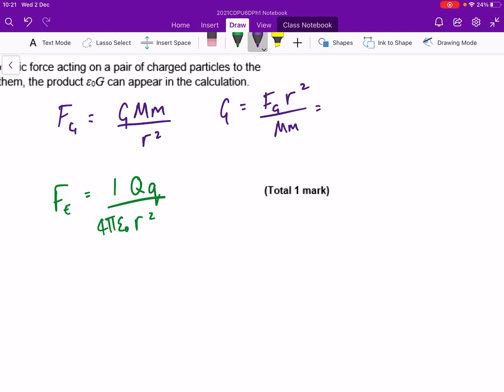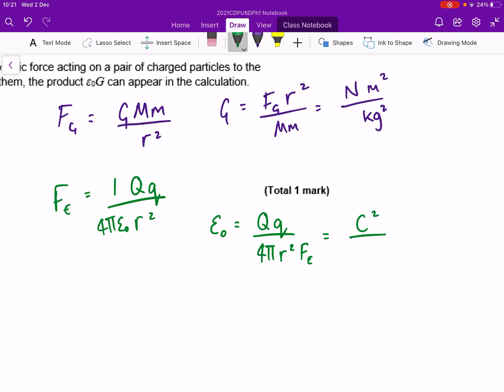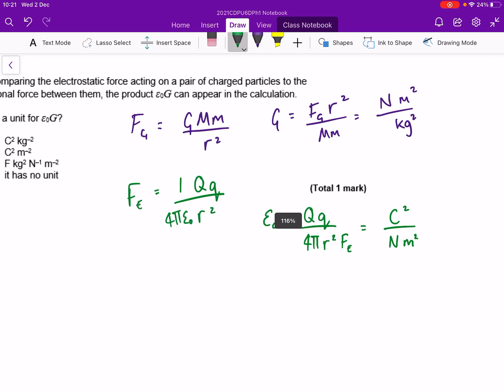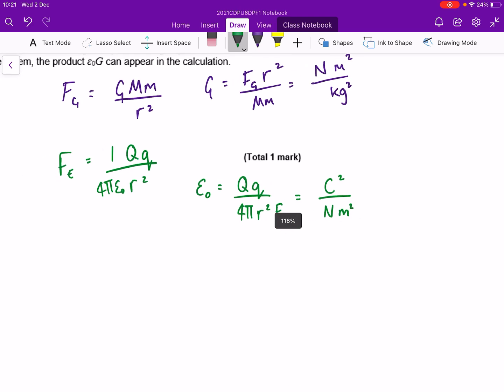So this is newtons meters squared over kilograms squared. I realize I maybe want to do something with that newtons in a minute, but I'm going to leave it there for now. Let's do this one over here then. Epsilon naught is going to equal q q over 4 pi r squared F_e. So this one is going to be coulomb squared. 4 pi has no unit. Newtons meters squared.